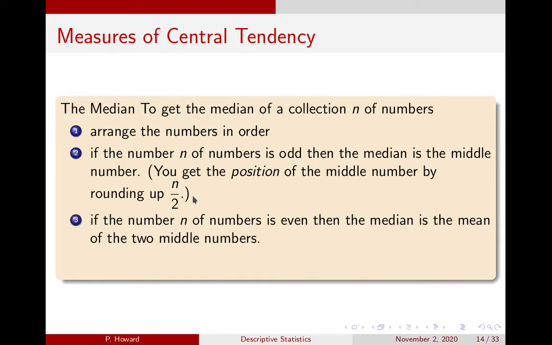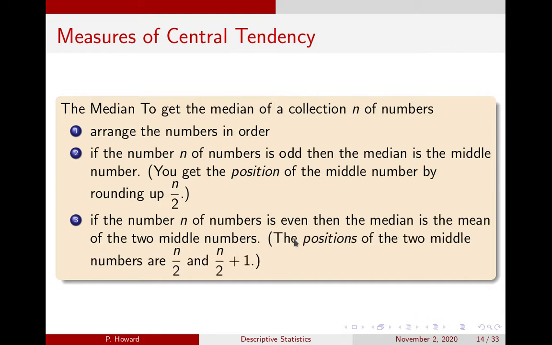What do you do if the number of numbers is even, if the number little n is even? Well, then the median is the mean of the two middle numbers. You take the average of the two middle numbers. The positions of the two middle numbers will be n over 2 and n over 2 plus 1. So this would be a short way of finding the positions of the two middle numbers when you have an even number of numbers in the data set.